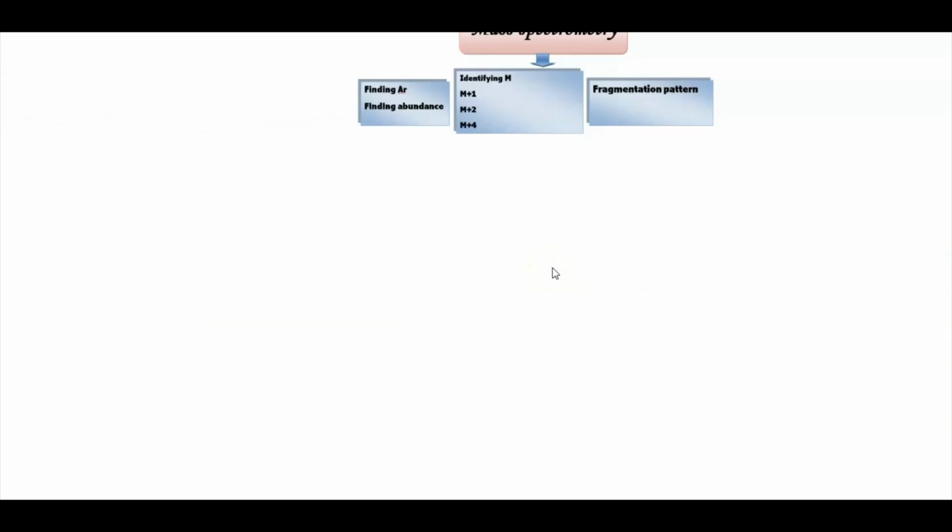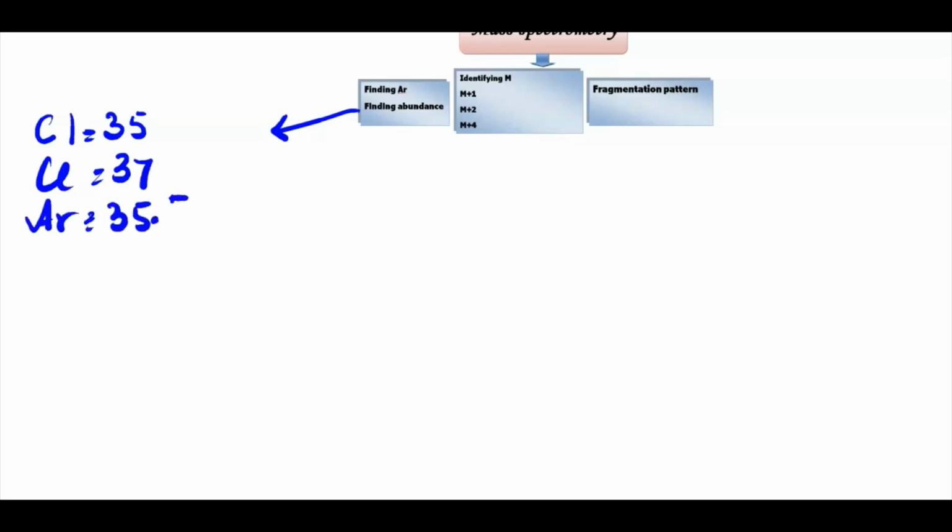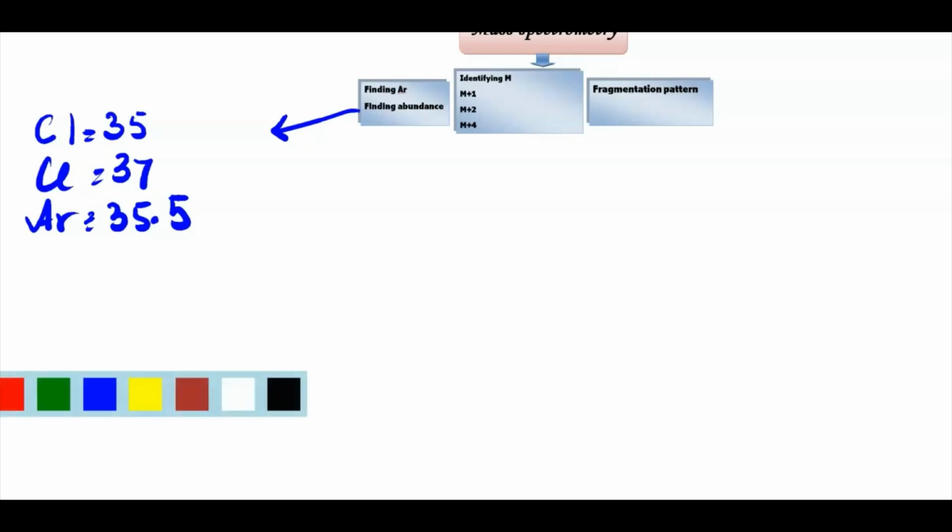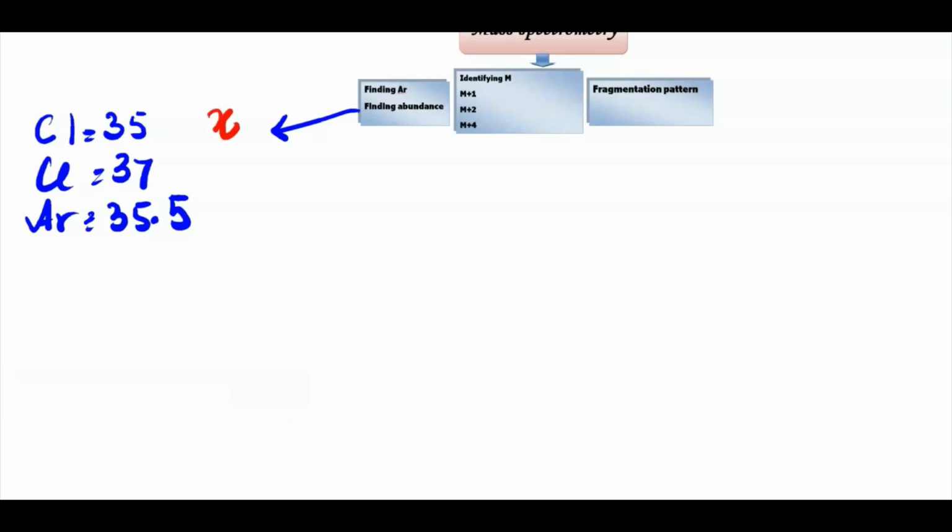Now coming back to how we can find abundance, or how we can find relative intensity. So we go first for relative intensity. What if you are provided the mass and AR of this, which is 35.5, and you are asked to calculate the relative intensity of chlorine 35 and chlorine 37? So suppose it is X, it is Y. You will solve your question in a similar way.